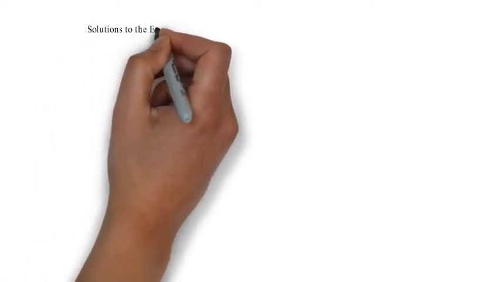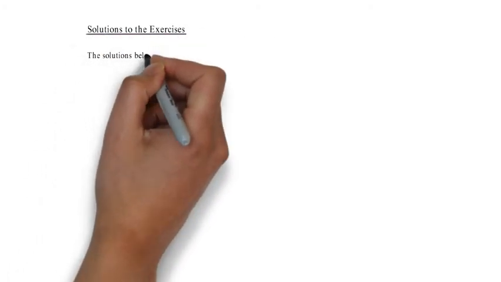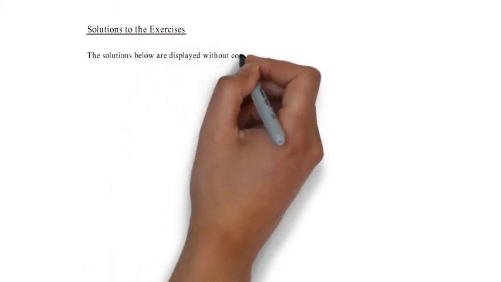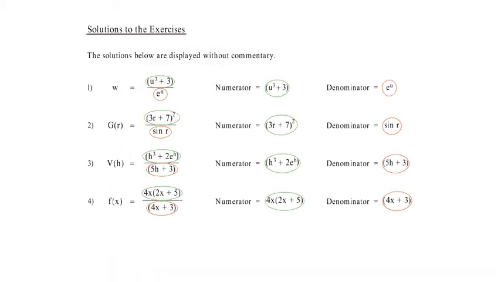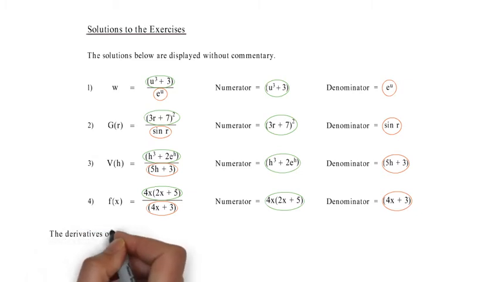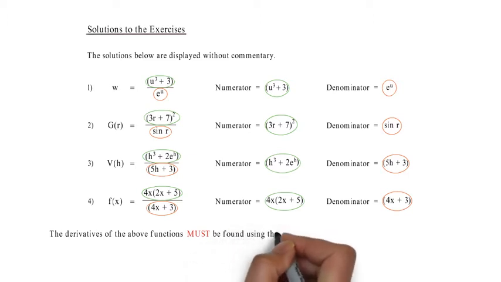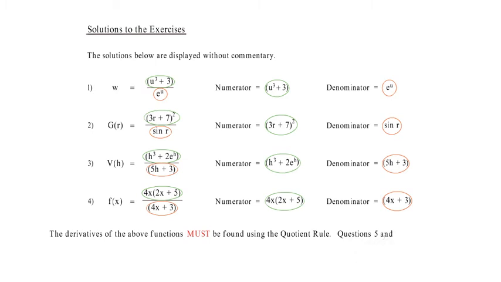Solutions to the exercises. The solutions below are displayed without commentary. The derivatives of the above functions must be found using the quotient rule. Questions 5 and 6 are discussed on the next two screens. To review the above solutions, you should pause this video now.